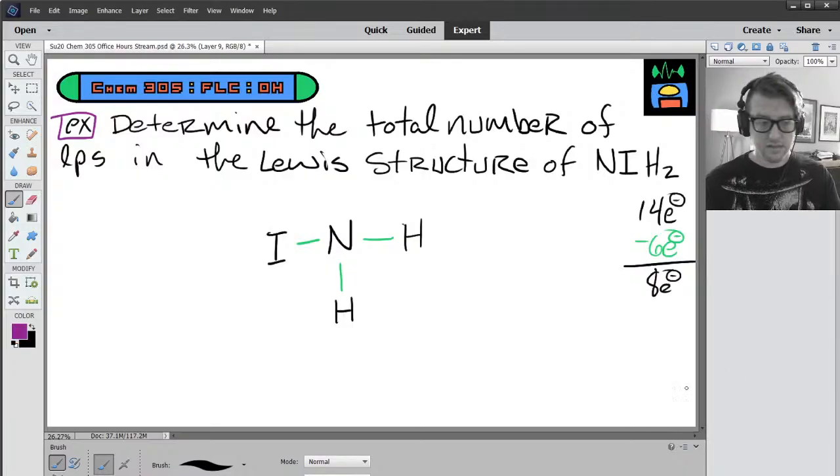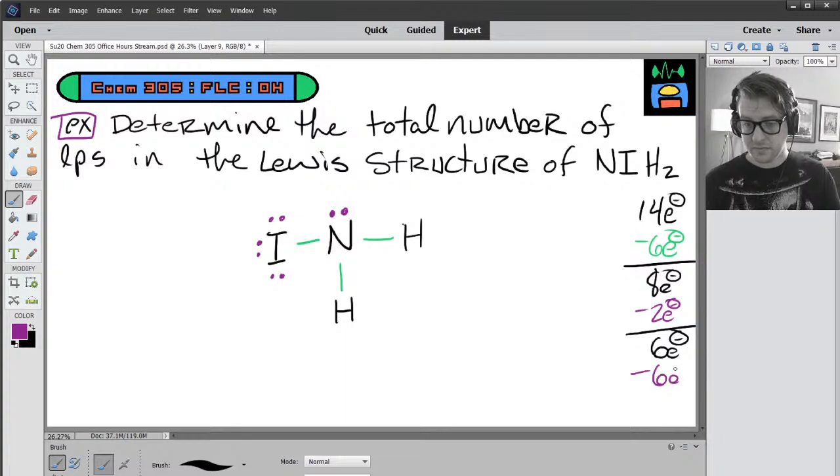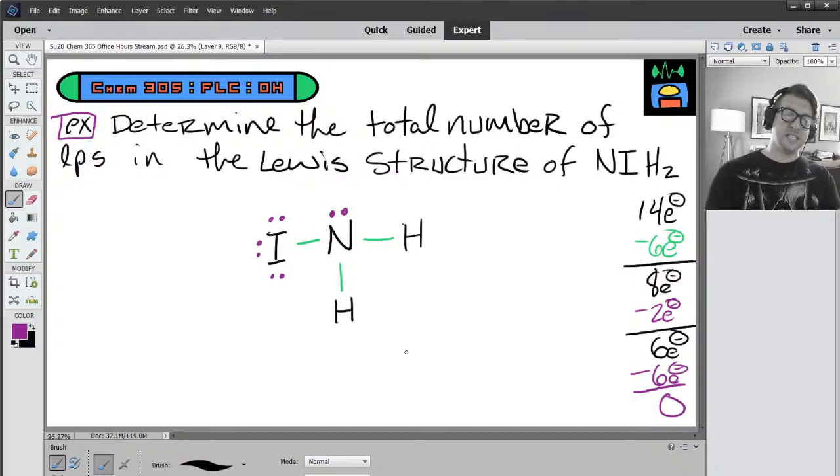8 electrons, so we will give it 1 lone pair. Subtract 2 from our budget, leaving us with 6. Iodine right now has access to 2 electrons. It wants 8 like nitrogen, so we need to give it 6 more electrons. We have 6 in the budget, so we give it 3 lone pairs. So now we've spent all of our electrons. This is our Lewis structure for the molecule.